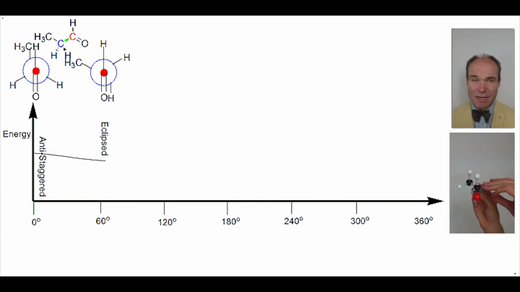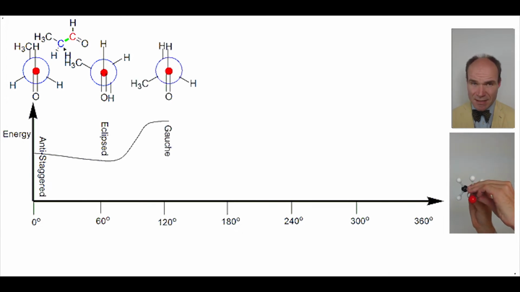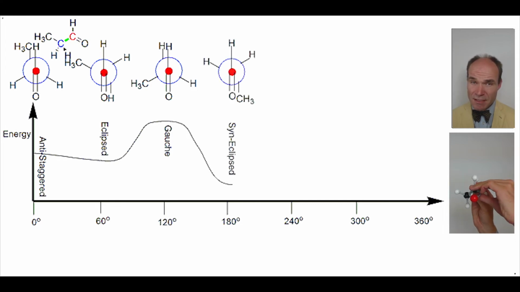An additional rotation through another 60 degrees sees growth of energy to provide the Gauche conformation of the highest energy of all of the conformations with a dihedral angle of 120 degrees. A further rotation of 60 degrees affords a loss of energy to the syn-eclipsed conformation of the lowest energy of any of the conformations with a dihedral angle of 180 degrees.